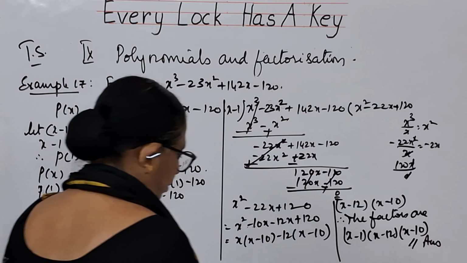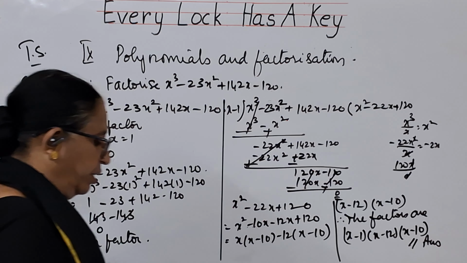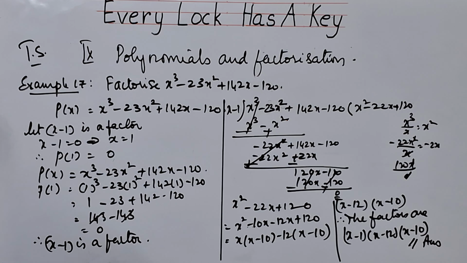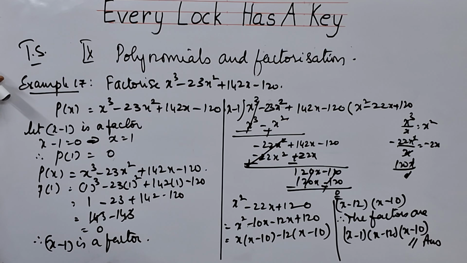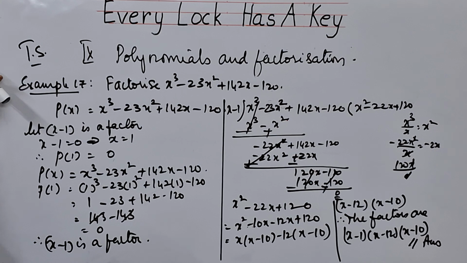This is the 17th example, children. I hope you have followed. Because the degree is 3, I have understood that there are 3 factors. One factor I found by trial and error basis. See here, by chance I have got x minus 1 as a factor directly.